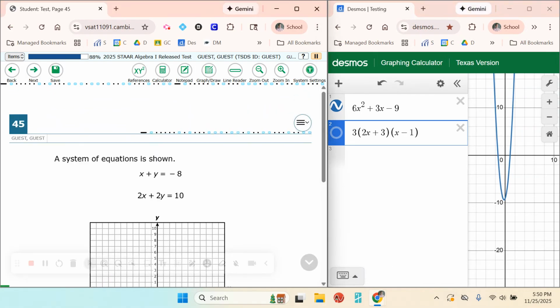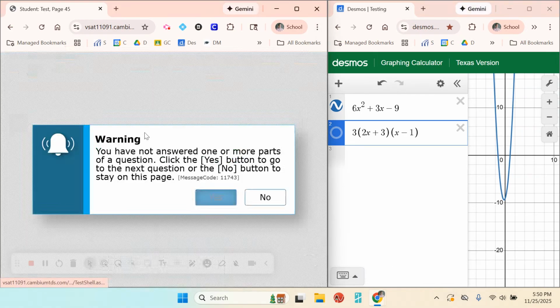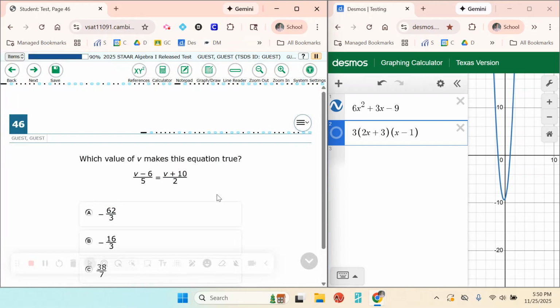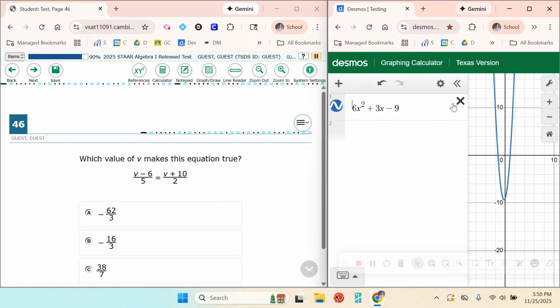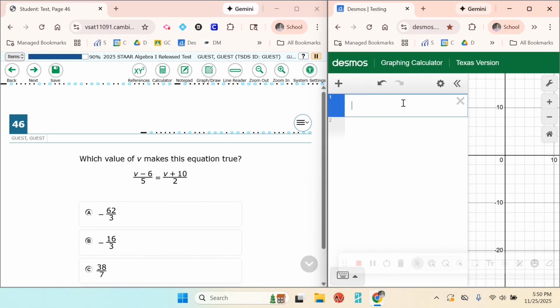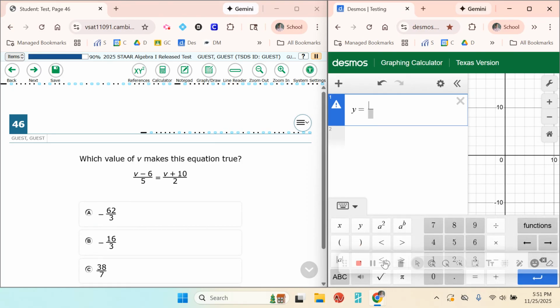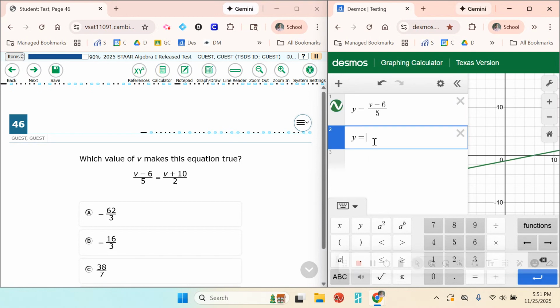We're almost there, guys. 45 is a skipper. 46, it looks more complicated, but it's something that we've already done. You've got an equal sign, so type in both sides. What I'm going to do: y equals, we have a fraction here, so if you're more comfortable with this, go ahead and hit that divide button first, v minus 6, and then go to the bottom and put the 5, and now do the same thing on the other side. Hit that divide button so you can make the fraction, and then put the 2 on the bottom.